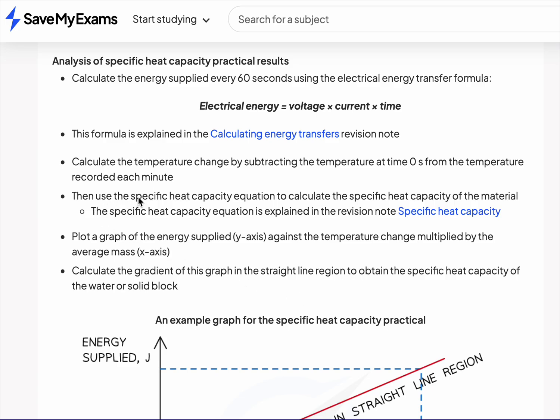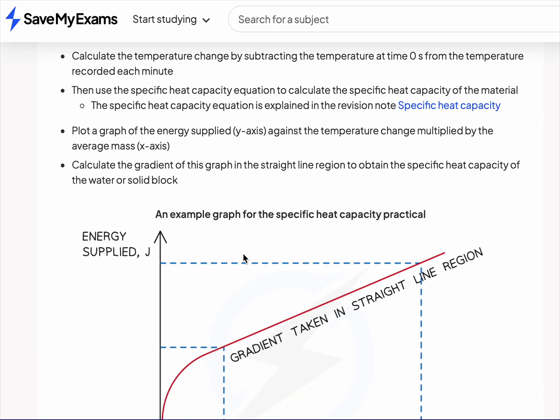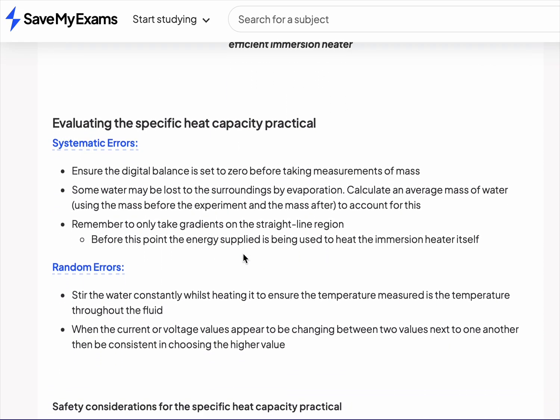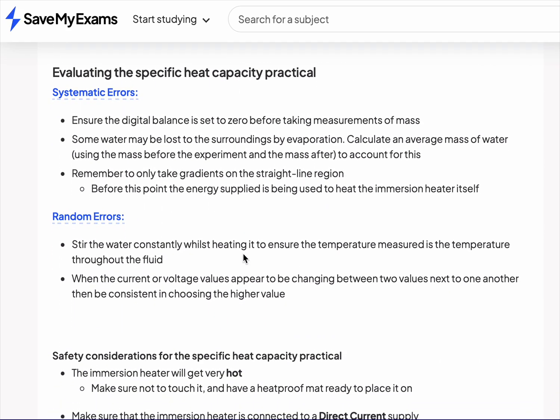Then it says you need to use the specific heat capacity equation to calculate the specific heat capacity of the material. They haven't given you the equation here, so you'll need to remember what that is. Let's see if they come back in. And here are some uncertainties or errors that could come up, so evaluating the experiment afterwards.